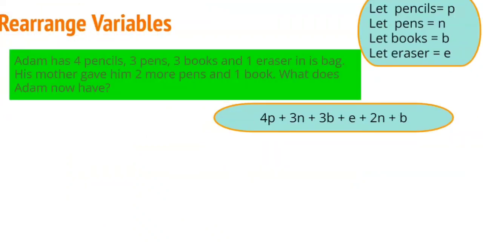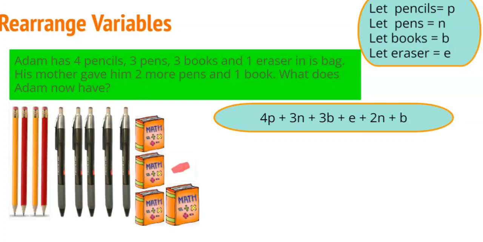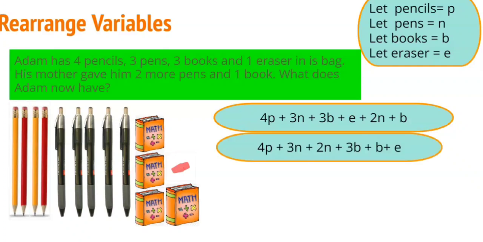All right, so let's put all the pencils together, all the pens together, all the books together, and all the erasers together. So now we would write back exactly what it is. Just like how we can rearrange it with graphics, we can rearrange it in algebraic terms. So we end up with 4P plus 3N plus 2N plus 3B plus B plus E.